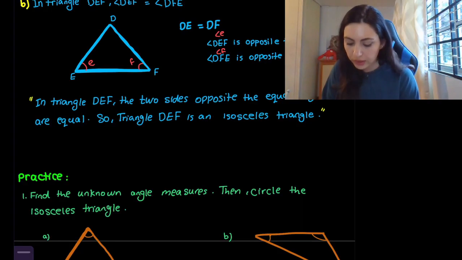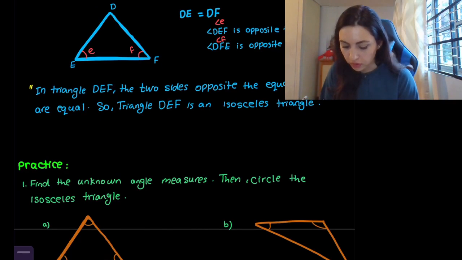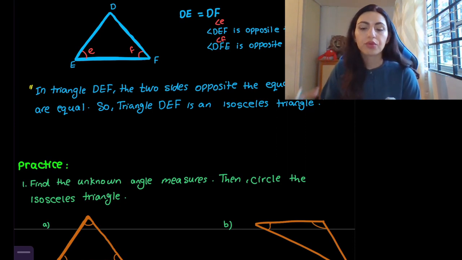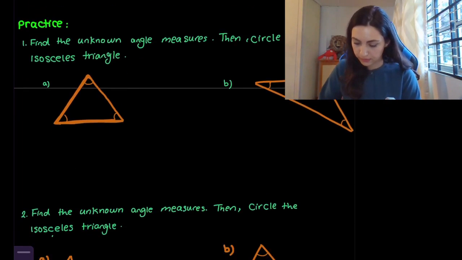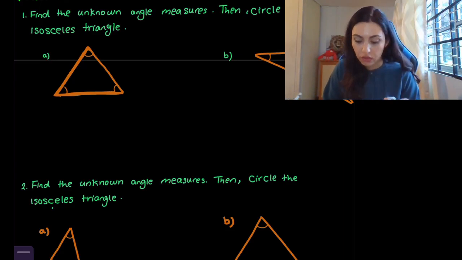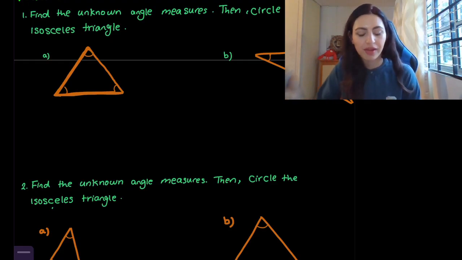In triangle DEF, the two sides opposite the equal angles are equal. So triangle DEF is an isosceles triangle. So we're trying to understand what an isosceles triangle is and the things that we need to know. There are some practice questions that I'm going to explain, but I'm not going to answer them. I want you to answer them first, and then I'll come back with a different video to answer them for you.